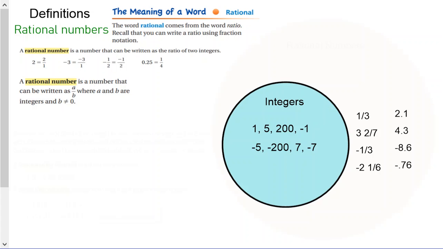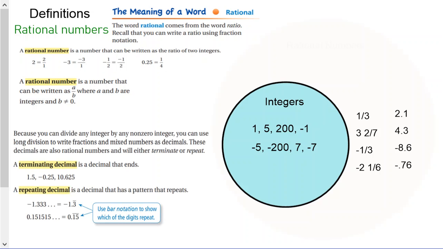What about decimals? If we have decimal numbers, where can those go? Do those fit the integer rules as whole numbers, positive or negative? No, they don't. But because you can divide any integer by any non-zero integer, you can use long division to write fractions and mixed numbers as decimals. So we can write a fraction as a decimal, like you see up here. We can write decimals as fractions, but we can also write fractions as decimals through division.